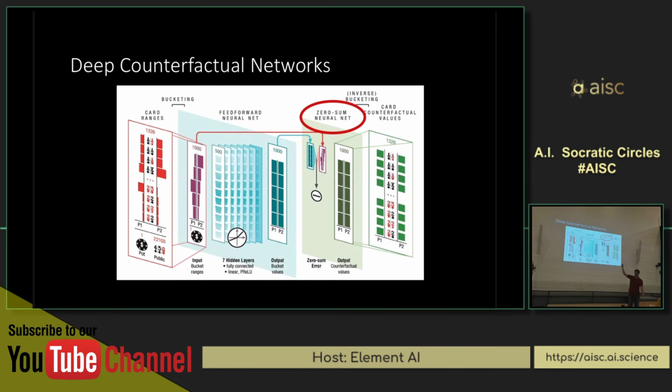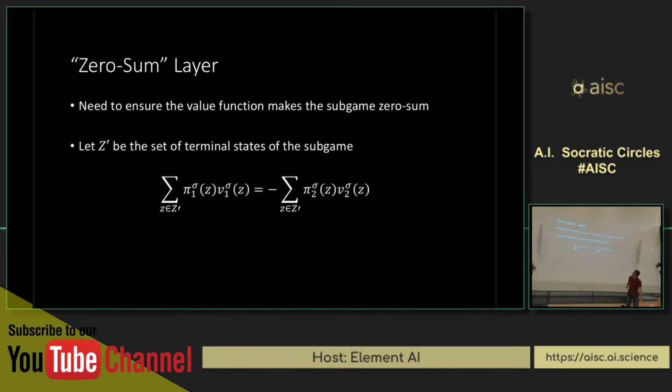The other part is the zero-sum thing. This is the only non-vanilla part. Well, sorry, bucketing is also non-vanilla, but this is also a bit of a non-vanilla architectural choice. They need the counterfactual values to be zero-sum, so the outputs need to add up properly. Here's what you want to be the case: given the probability of getting to a location and the counterfactual value, both players' sums should be the negation of one another.